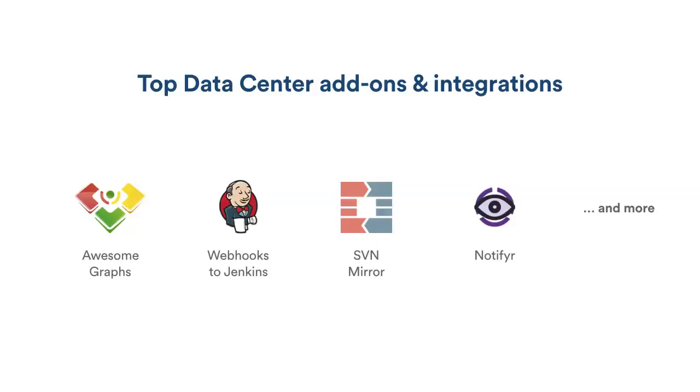Subversion Mirror for Bitbucket Server allows mirroring existing Subversion projects into your Bitbucket Git repository. And last, Notifier. Receive email notifications and stay up to date on changes in important projects, repositories, or branches.